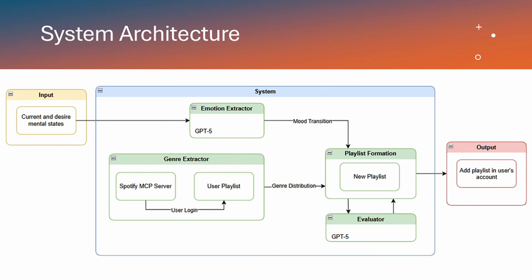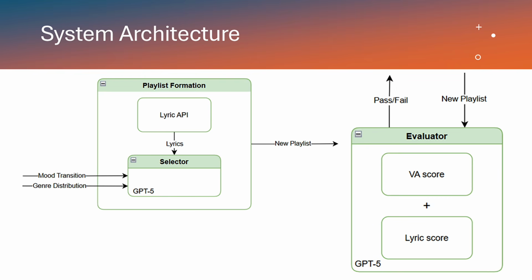During playlist formation, it takes the two outputs from the previous entities and selects 5 candidate songs at each emotional step in the transition curve. Then it gets their corresponding lyrics from the Lyric API, and the selector reads the lyrics and gives a lyric score. Finally, at each step it selects one winner that has the highest score in terms of valence arousal and lyrics.